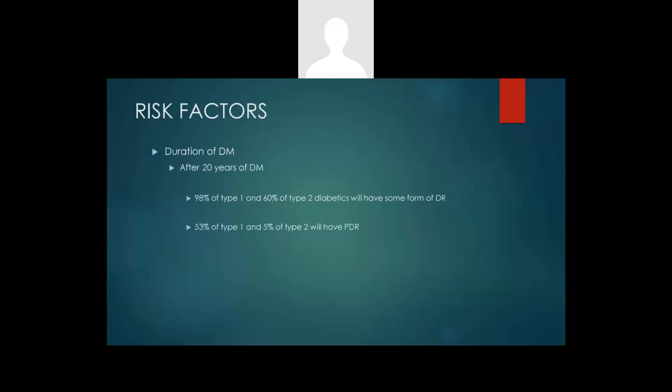The most important risk factor is the duration of diabetes mellitus. In a study, it states that after 20 years of diabetes mellitus, in type 1, there is 98% chance, and in type 2, there is 60% chance that the patients will develop some form of diabetic retinopathy, and of these, 53% in type 1 and 5% in type 2 will have proliferative diabetic retinopathy.